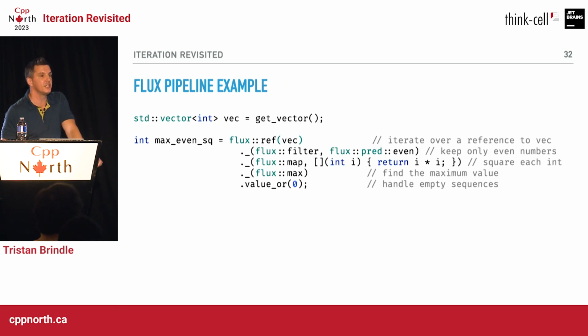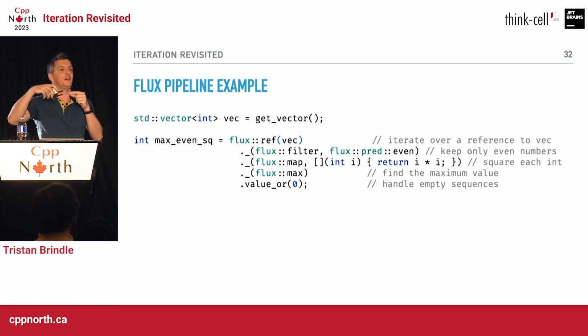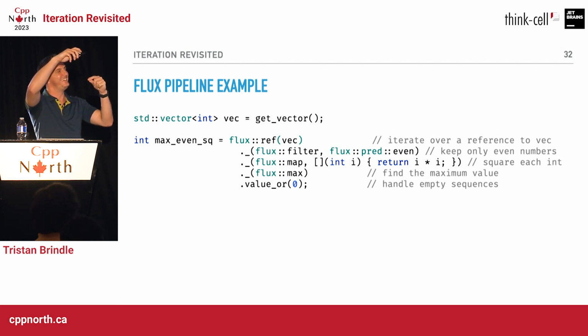Okay, so Flux comes with a whole bunch of, sorry, yes, question. So no, there's no allocation going on here whatsoever. We're not allocating a new vector at any stage. The way this works is that the max algorithm says, okay, I want to initialize my iteration state, and so it calls the initialize operation on the map, which calls the initialize operation on the filter, which calls the initialize operation on the vector, right? And then it says, okay, I want to do my end check, and it calls the end check on those.